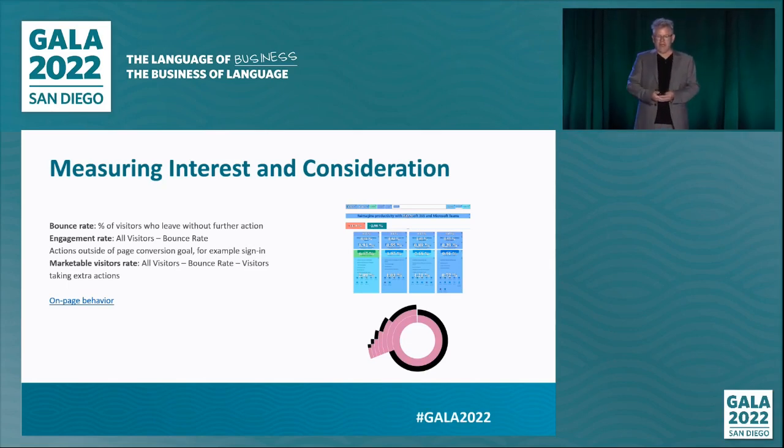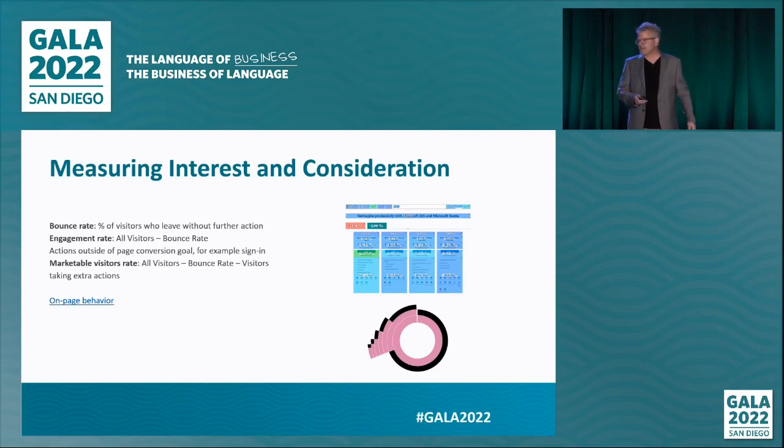So, and there's also the marketable visitors rate, where you also take out people, for example, if you give people the option to sign in on your page into a web service, for example, you might want to take that out as well, because those people clearly didn't come to be marketed to.